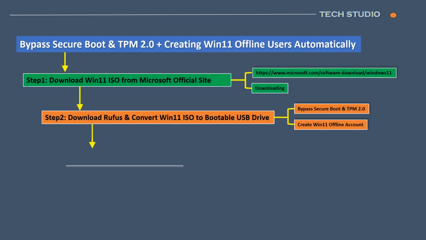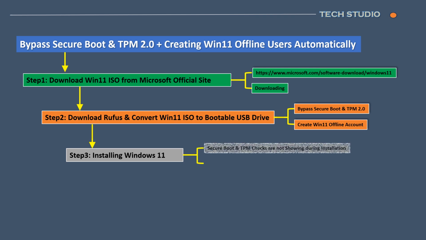In the last step, we will install Windows 11 from the bootable USB drive. Verify that offline users have been created and ensure that Windows 11 has successfully bypassed the Secure Boot and TPM checks.